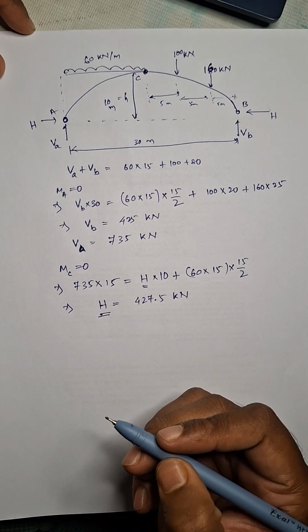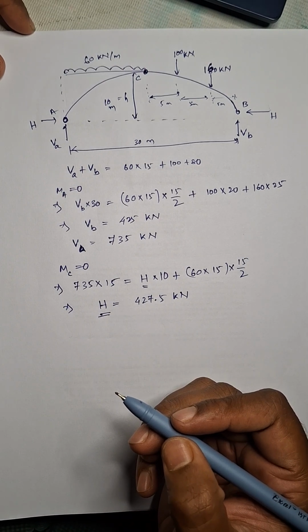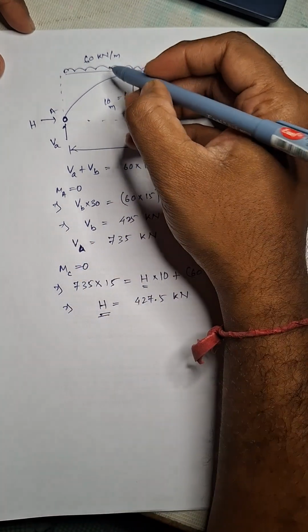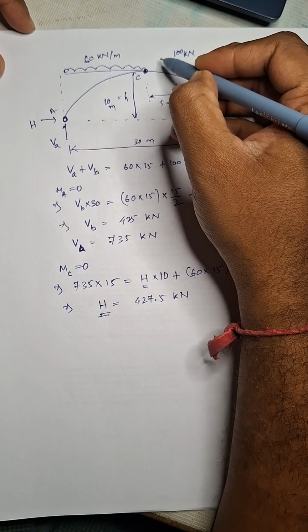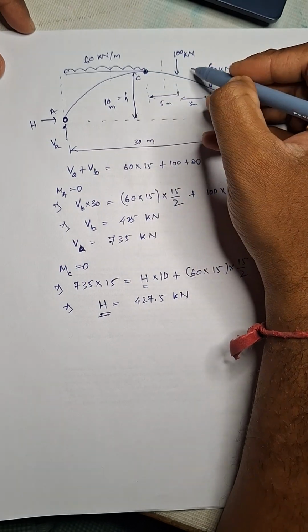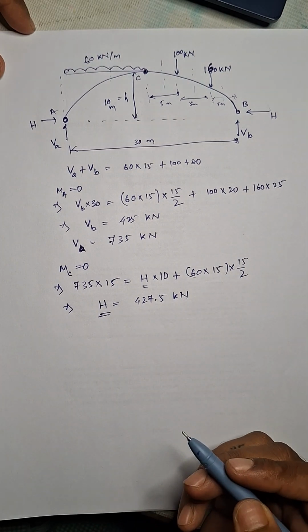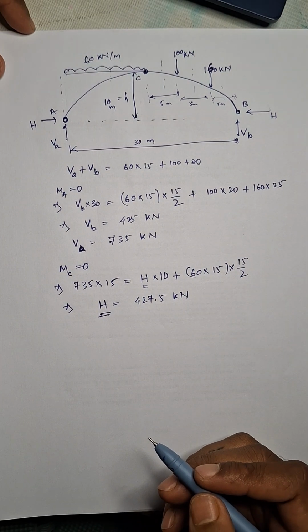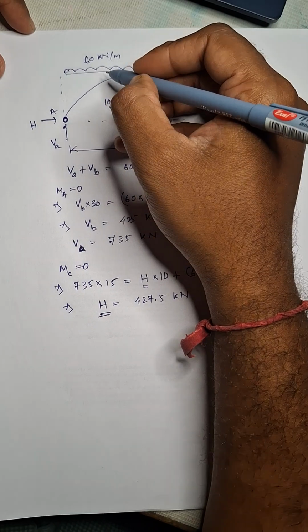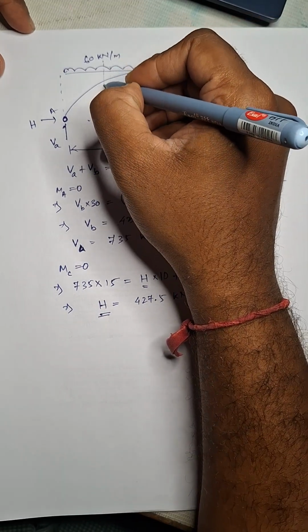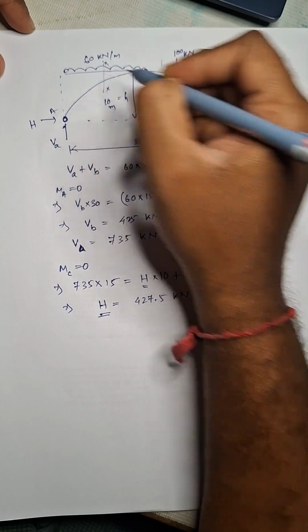In some questions it will be asked to find the bending moment at any cross section. So we have to find the bending moment at each cross section, and if we find the bending moment at all these cross sections, we can draw the bending moment diagram. I will take an example. Let's consider this cross section X-X.